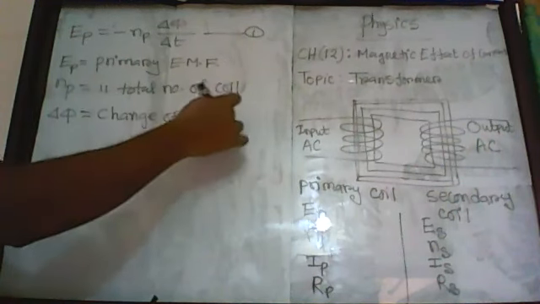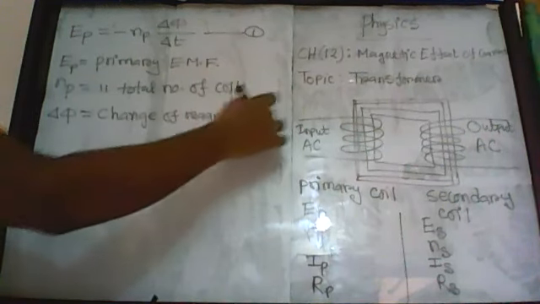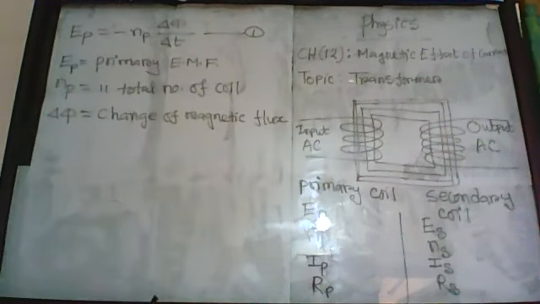Total number of coil, or just coiling. Okay. Now delta phi. Delta phi means here change of magnetic flux. Delta phi equals change of magnetic flux. So you know that the change that takes part in the magnetic flux is called delta phi.